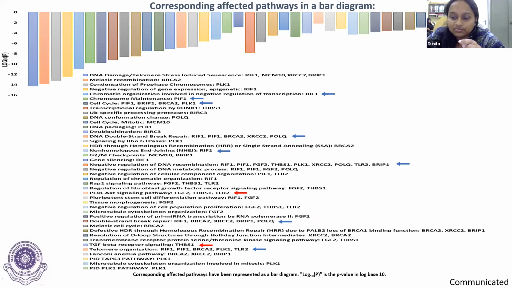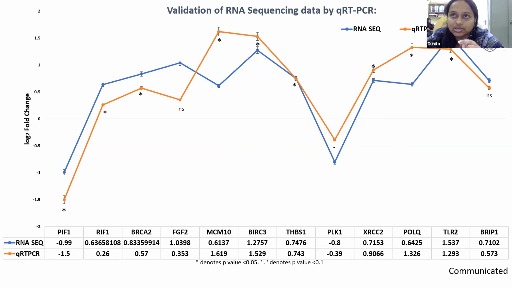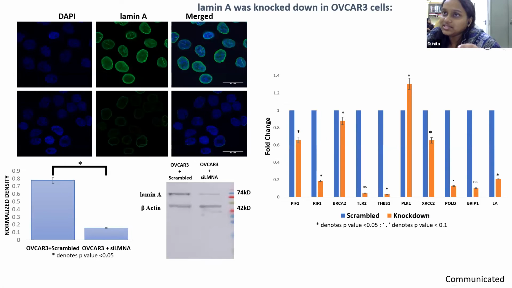So we selected 12 such genes which are directly associated with cellular proliferation, chemoresistance, and apoptotic evasion, and revalidated their expression by qRT-PCR. We wanted to see whether this upregulation of these genes in the etoposide-treated OFCA3 cells is specifically due to the upregulation of lamin A or not. We knocked down lamin A in the OFCA3 cells and checked their expression again, and could see that those gene expressions are all downregulated except for PLK1.